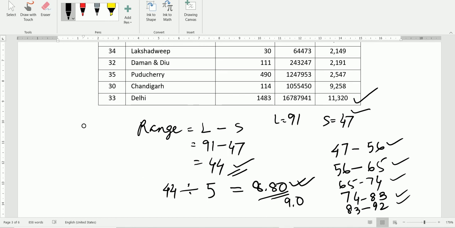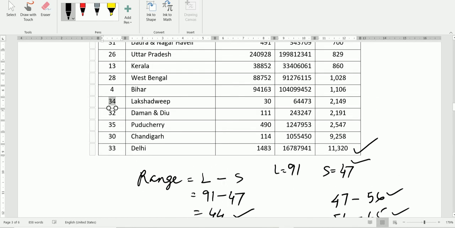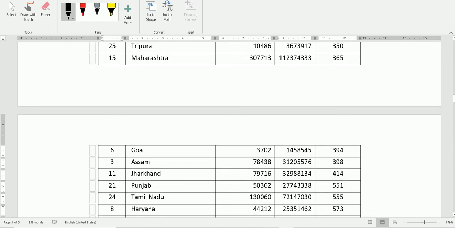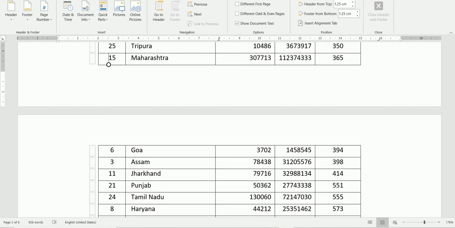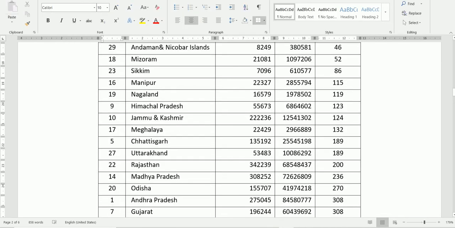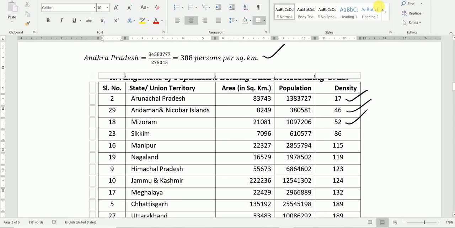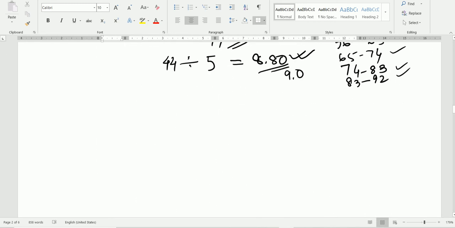And if the range is so big, as in our case, see here, the range is very big. The smallest value here is 17, and the largest value is more than 11,000. Then 11,000 minus 17, the range is so big. And if the range is so big, then we cannot use this technique. Okay, we cannot classify in this way.